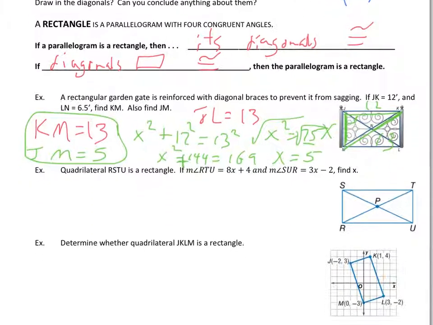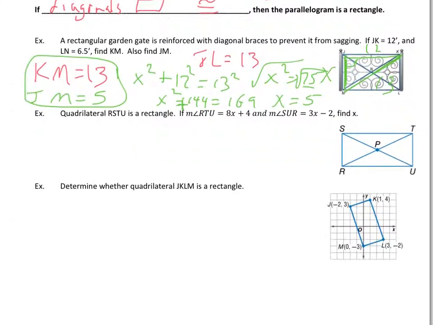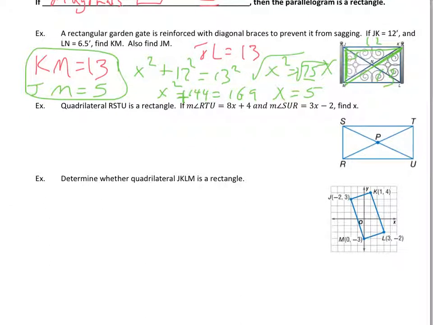Moving on to the next question. Quadrilateral RSTU is a rectangle. Now we're dealing with angles here. RTU, this angle right here, is 8x plus 4. SUR is this angle right here, and it is 3x minus 2. Now, find x. Well, how do these two angles relate to each other?